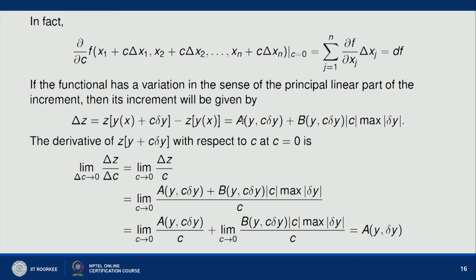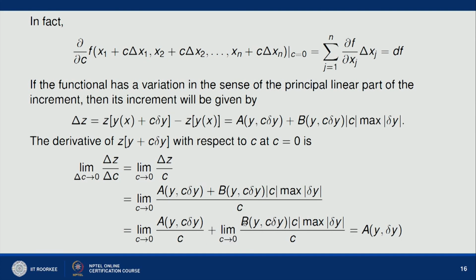So, you can say that it is A(y, c delta y) plus B(y, c delta y) times modulus of c times the maximum of modulus of delta y. And if you find the derivative of this with respect to c, then it is the limit as delta c tending to 0 of delta z by delta c, which is nothing but the limit as c tending to 0 of delta z by c. So, delta z is already defined by this increment, and then you divide by c and take the limit c tending to 0. Then this can be written into two parts, one part corresponding to this linear part, another part is this.